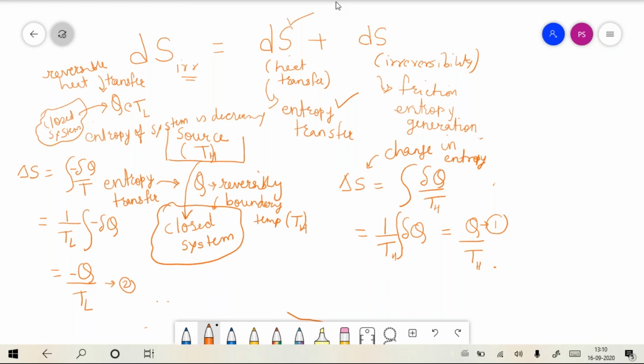The second term is the entropy change because of irreversibility. This irreversibility would always lead to an increase in entropy. So this term is always positive. Please note this is always positive, and this is the entropy generation. So in a way, we can now figure out that the entropy change during an irreversible process is a summation of entropy transfer plus entropy generation.